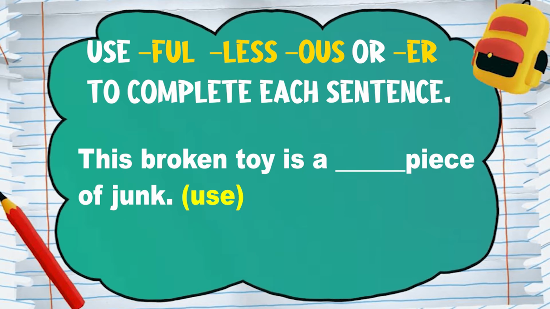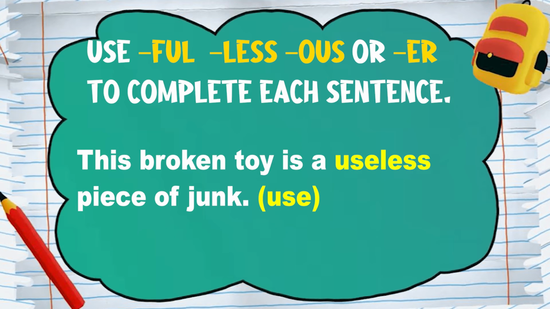Let's look at another sentence. This broken toy is a something piece of junk. The word in brackets is use. What suffix might we add to use to form a new word? Definitely, we can add less. So our sentence would read, this broken toy is a useless piece of junk.